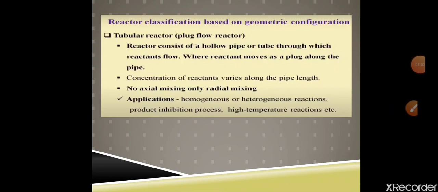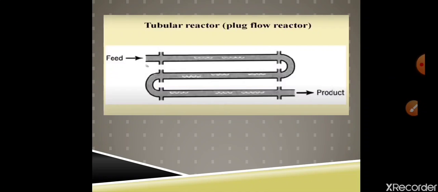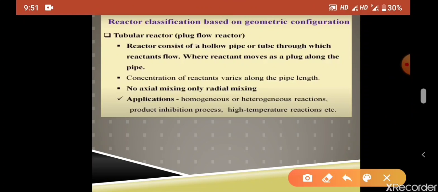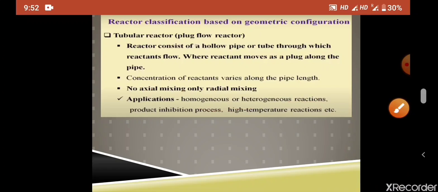Now in case of plug flow, no axial mixing takes place across the reactor, but there may be radial mixing. Now this is applied for homogeneous and heterogeneous reactions and product inhibition processes, high temperature reactions, etc. Product inhibition process, that is very important.